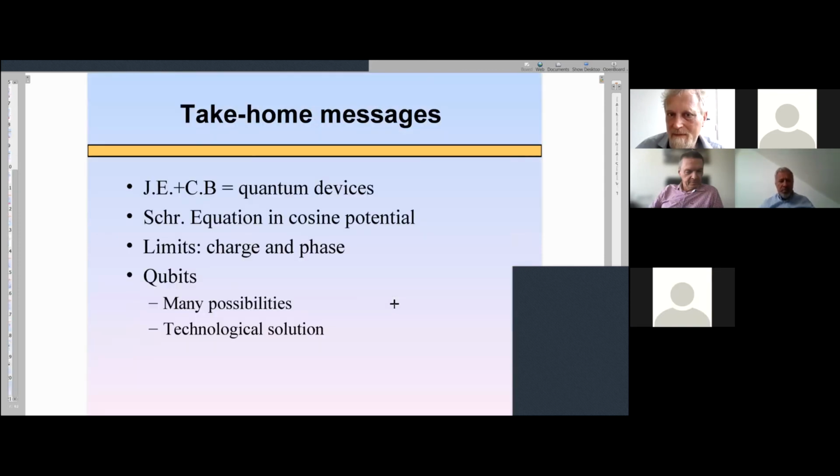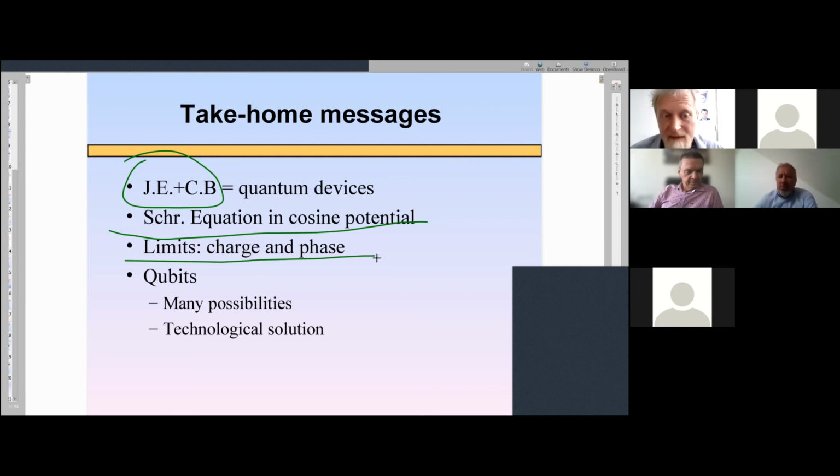I guess I'm done. The take-home message is evident. Combining Josephson energy and Coulomb blockade, we have quantum devices you can describe with Schrödinger equations. There are two limiting cases. There are many, many possibilities to make qubits out of that. At the moment, we have a single solution which seems to be the most technological, but you know, technological also changes from time to time.